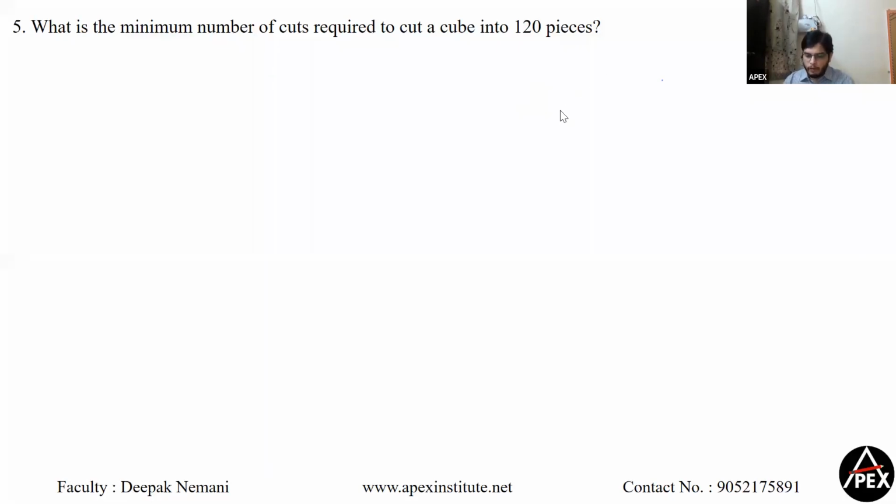What is the minimum number of cuts? Okay, we have 12, 2, 10, 12.